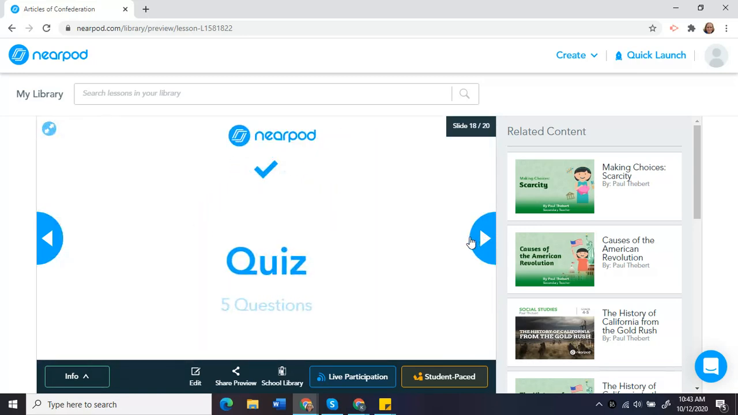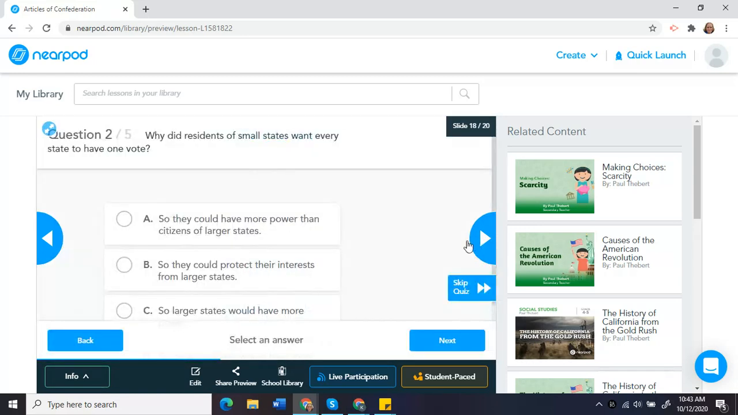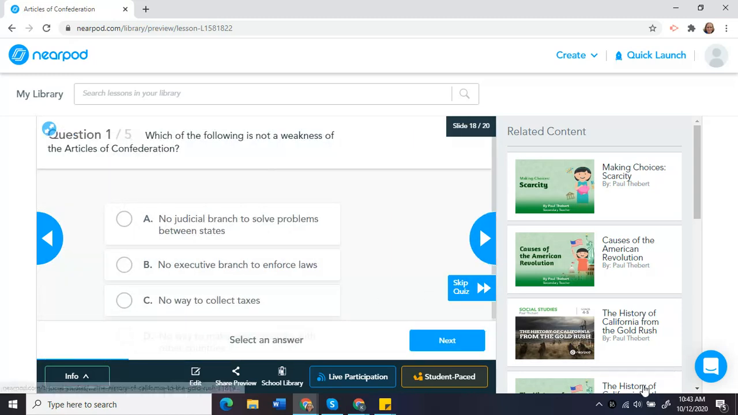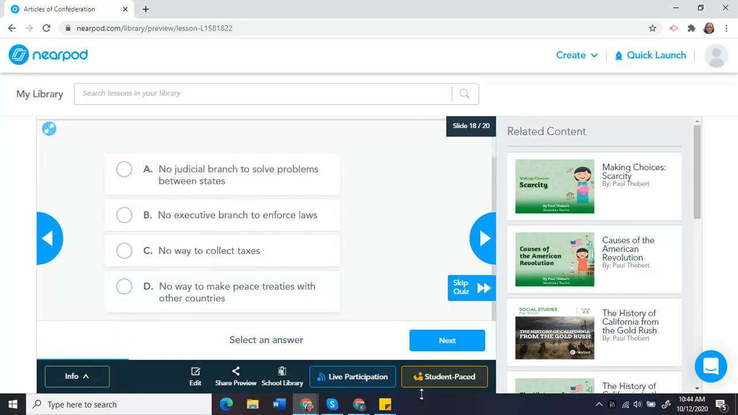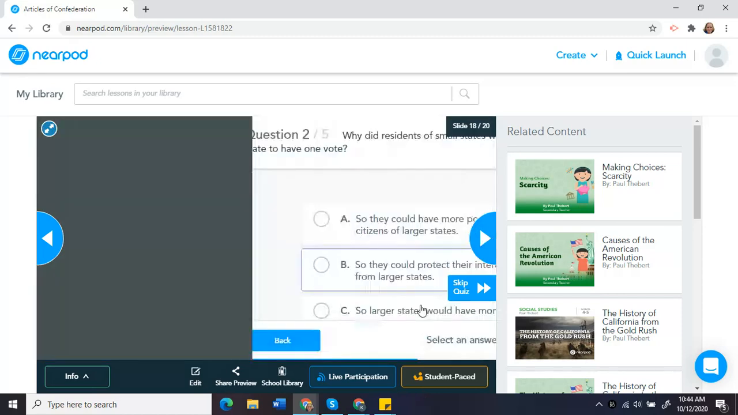And now we have a short quiz. Question 1. Which of the following is not a weakness under the Articles? No judicial branch to solve problems between states. No executive branch to enforce laws. No way to collect taxes. Or no way to make peace treaties with other countries.